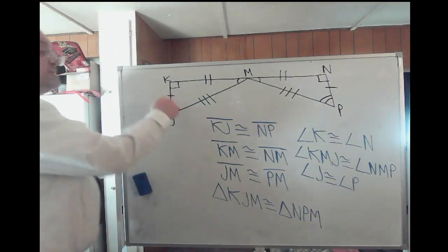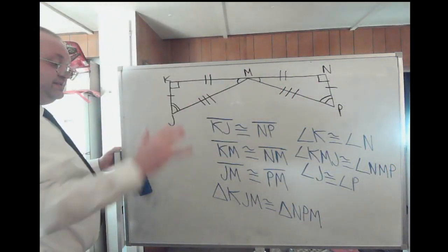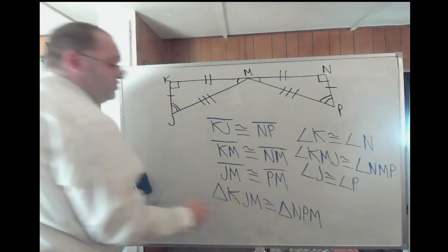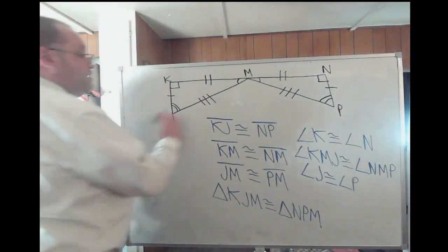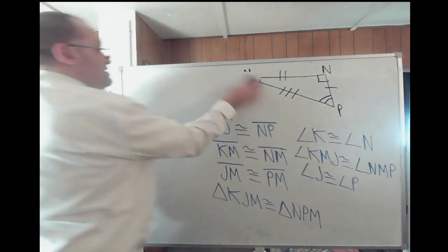Because you want to start in the same place on both triangles and end in the same place. That's how you get the name of your triangle right. Alright, I got 2 more examples for this lesson.